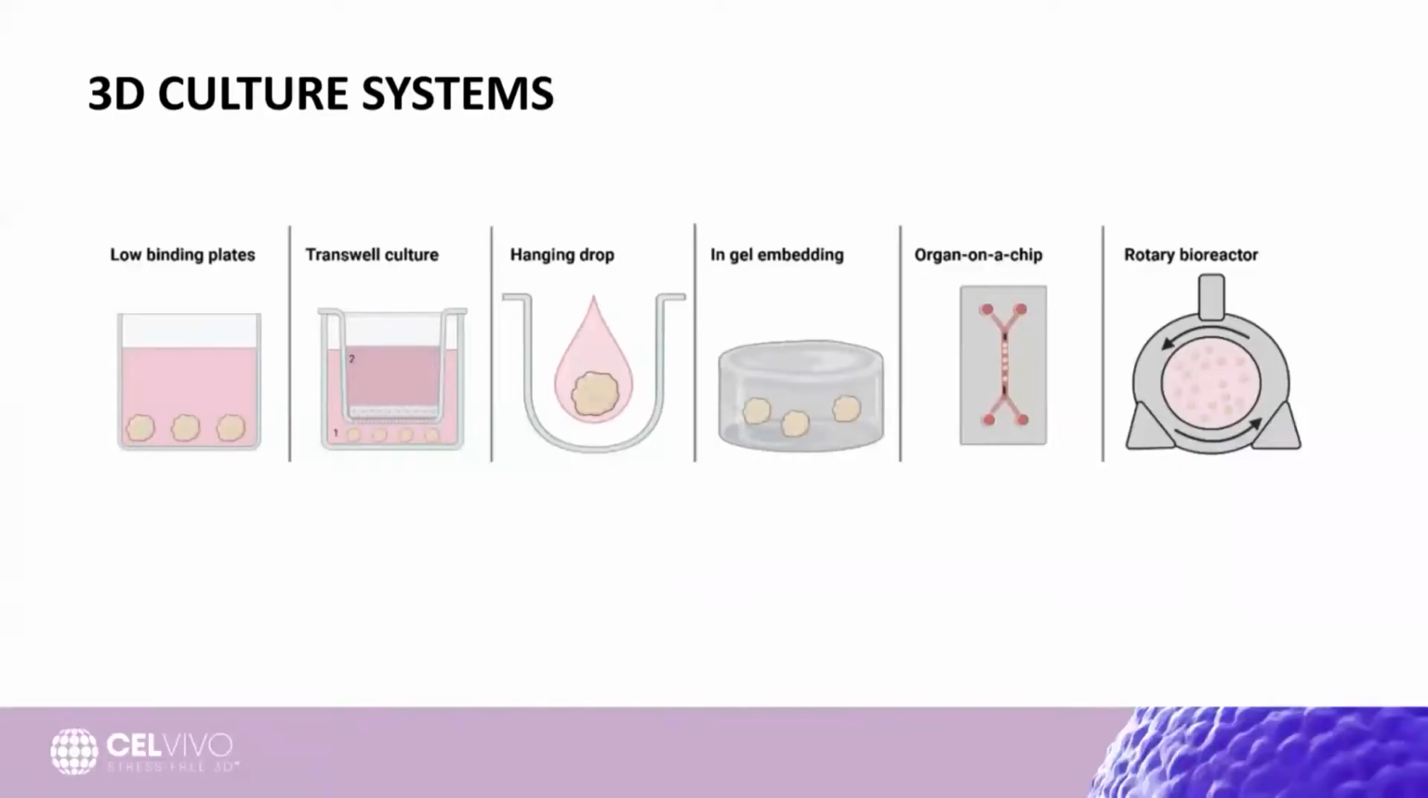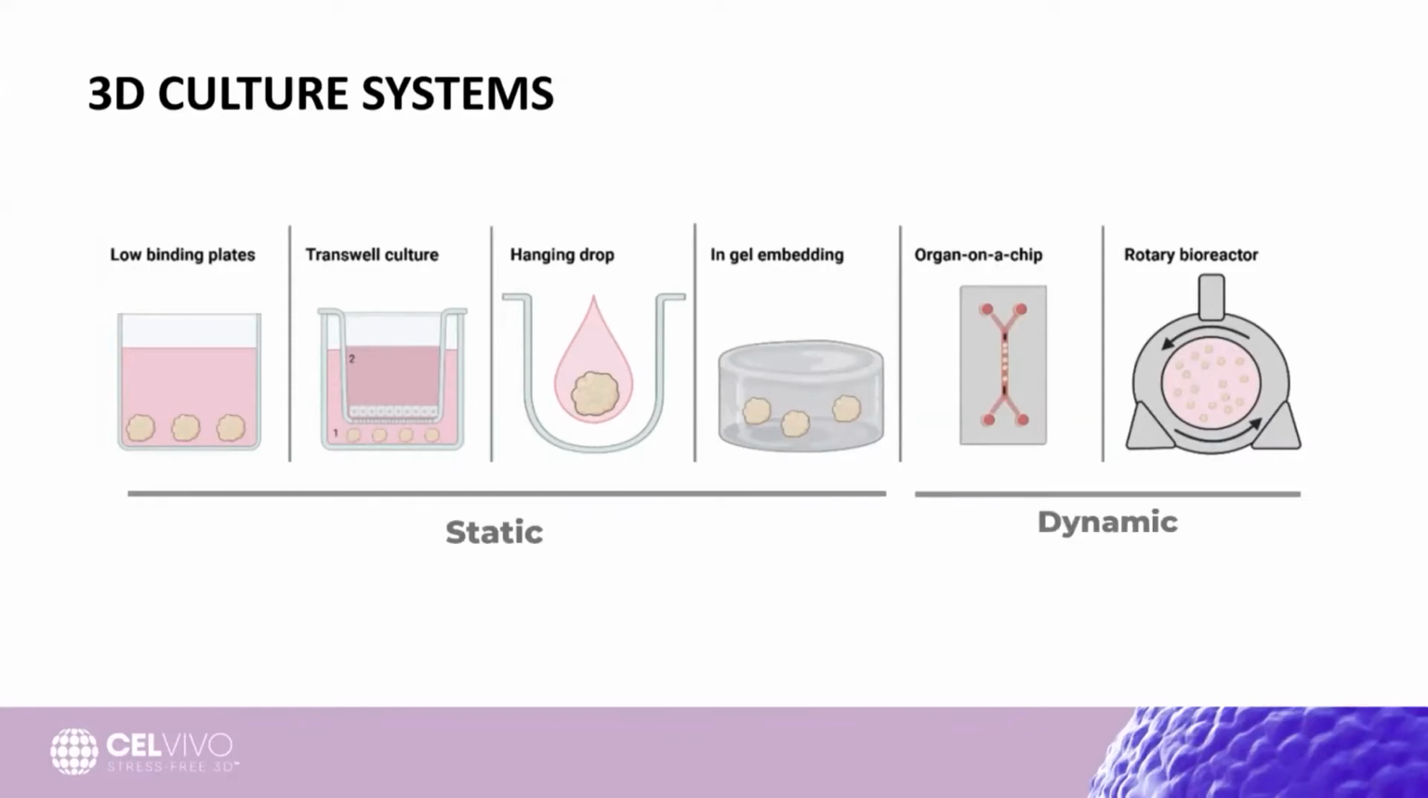And first, I would like to show you a few different examples of different 3D cell culture techniques. This is not a finished list, but it's some of the popular things. And it includes low-binding plates and also gel embedding, and some of the more modern systems like organ-on-a-chip or rotary bioreactors. I would like to define these into a static and a dynamic category, and just recall this as I go through the next part of the presentation.